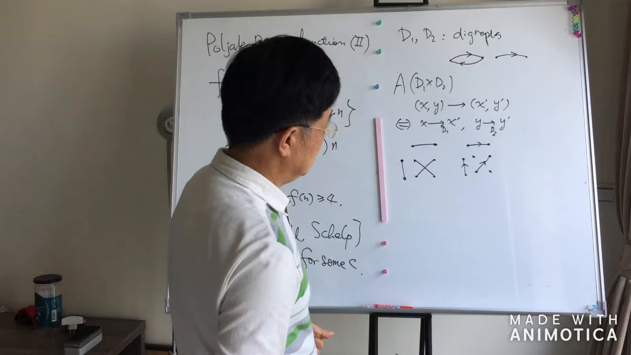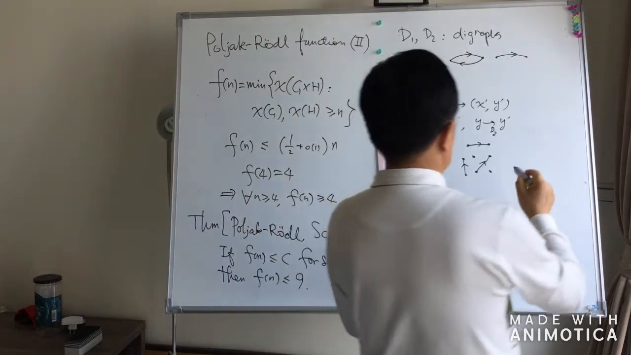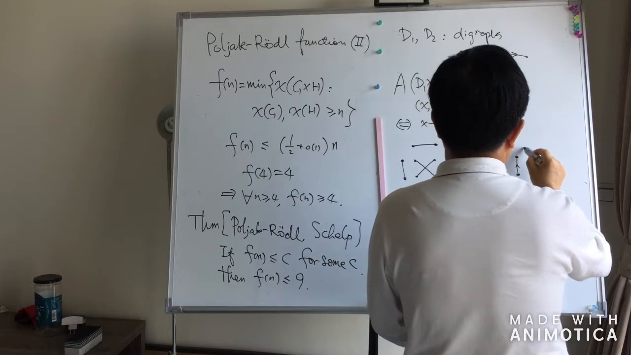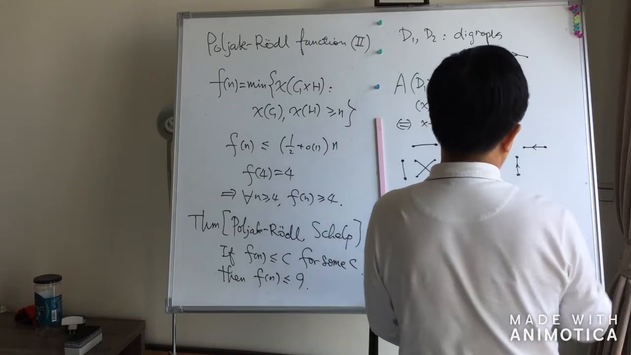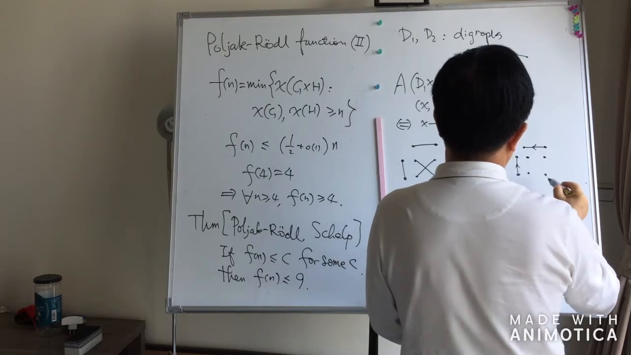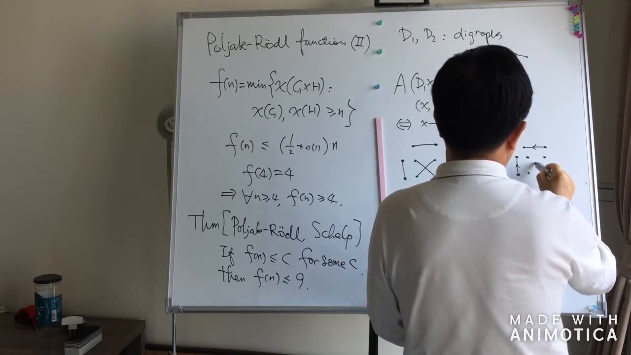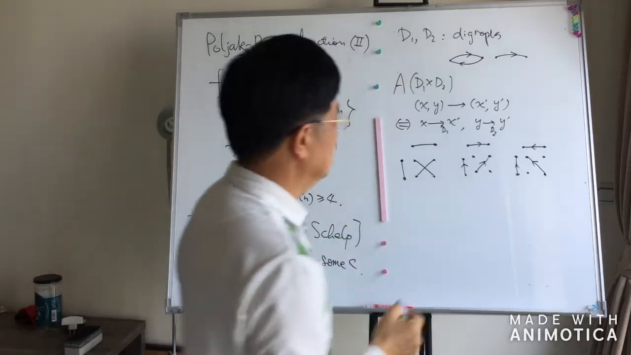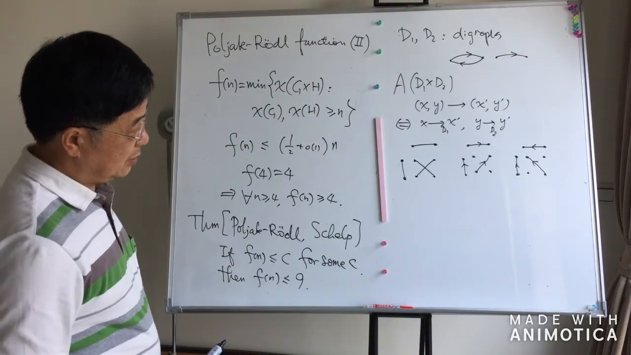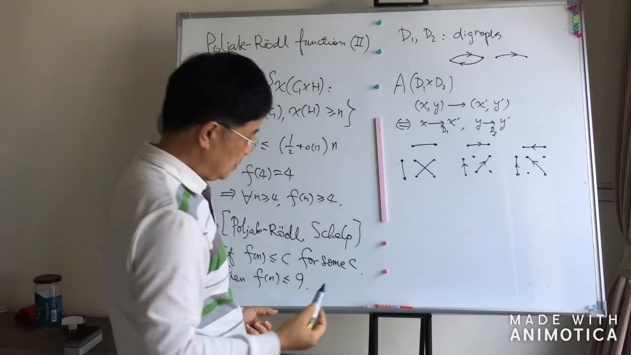between this pair of vertices. And if you reverse the direction of this arc, then you get an arc from here to here. So that's the product of directed graphs.